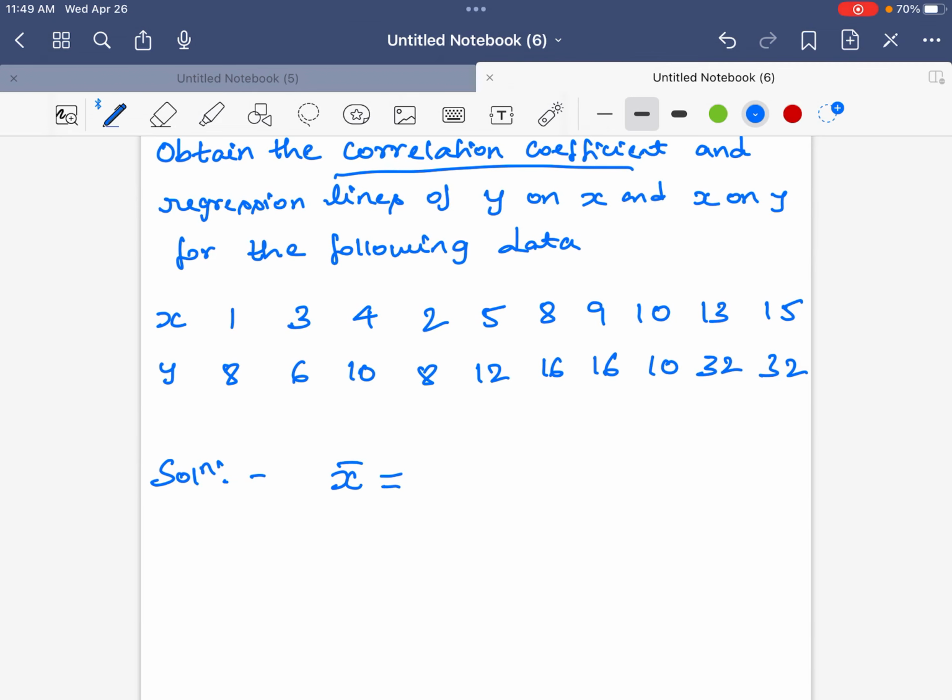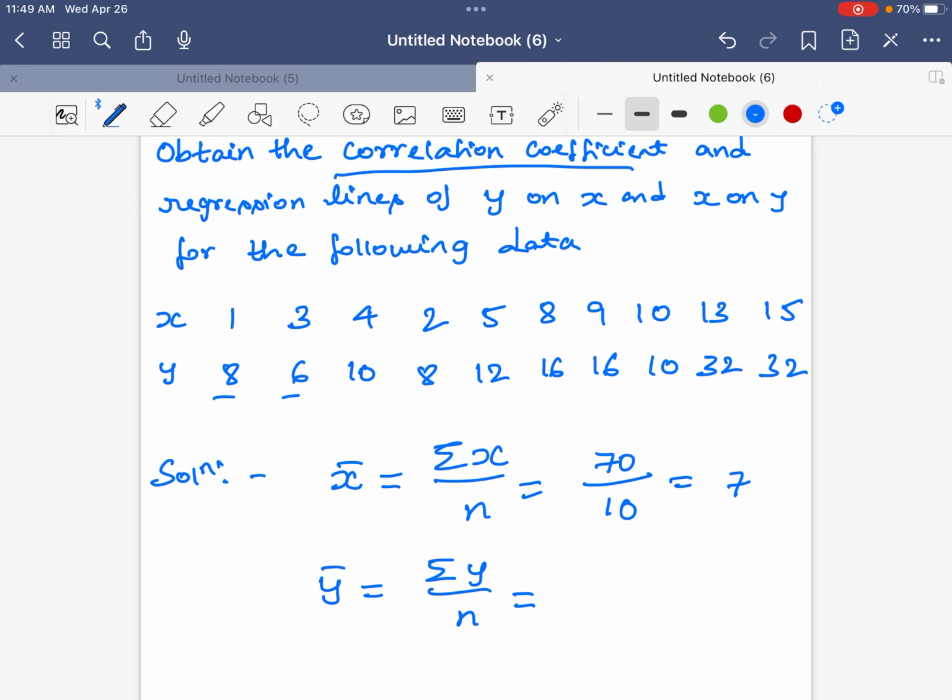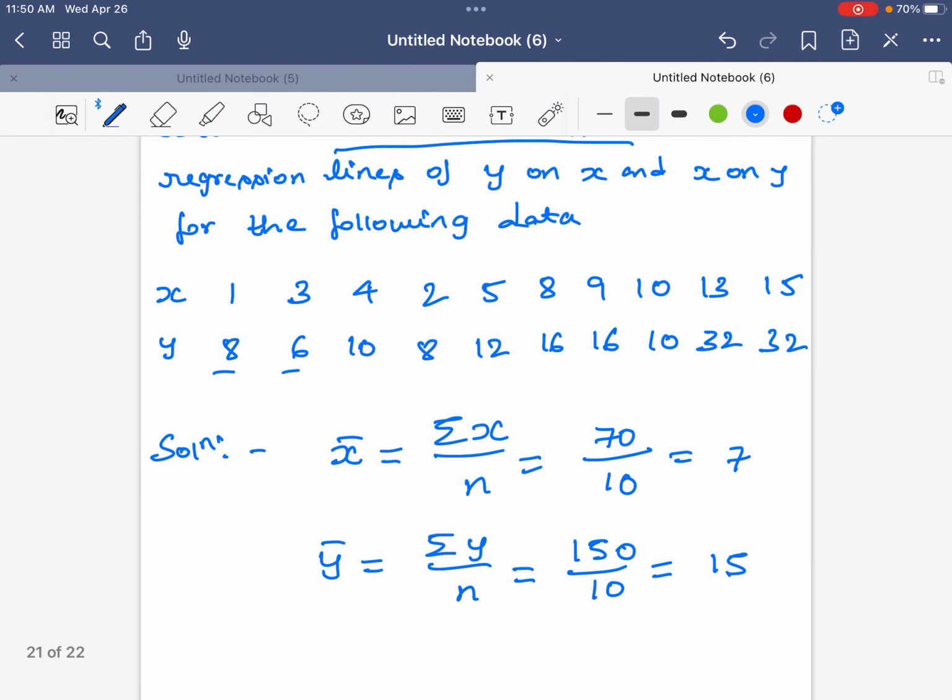Firstly, we take the mean value of x. It is the sum of all the values of x, that is summation x, divided by the number of data points. Here the number of data points is 10, and adding all the values of x we get 70, and when we divide this by 10 it is 7. Same way, y bar is summation y divided by n. When we add all the values of y, it is 150, divided by the number of values, 10. That on simplification gives you 15.